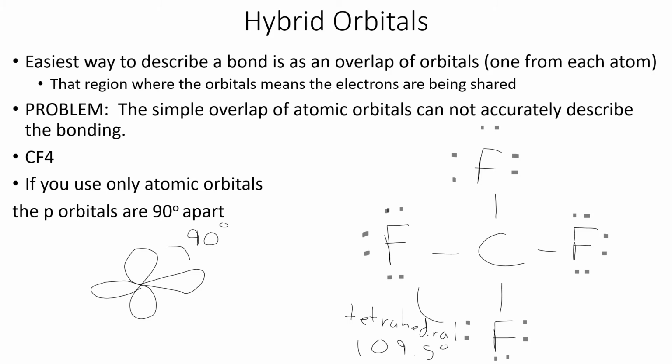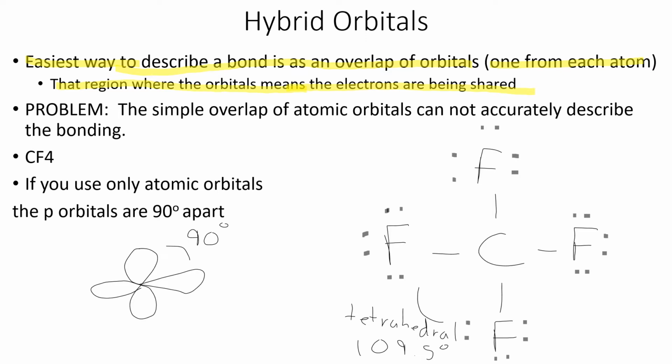Now, when we think about trying to describe a bond, and bonds exist in all of our molecules, the easiest way to describe that bond is an overlap of orbitals: one orbital from each of the atoms involved in the bond. We would call these atomic orbitals. And we would say that the region where the orbitals meet, where they overlap, is where the electrons are being shared.